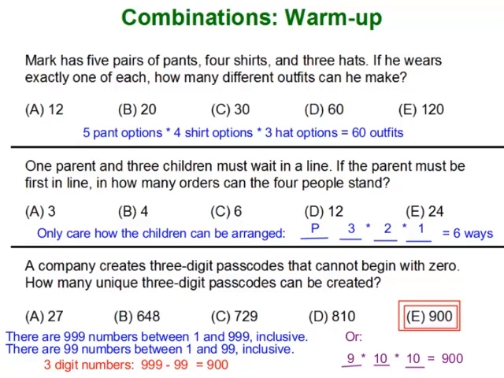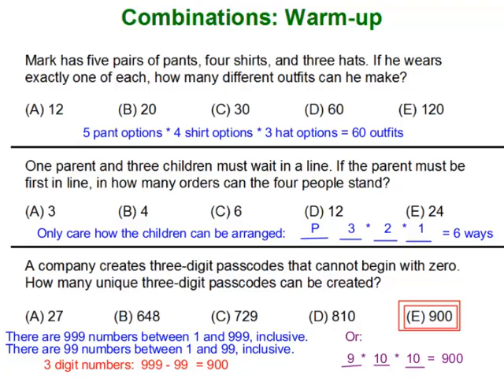And we know that there's 999 numbers between 1 and 999, right? They sort of count themselves. But we know that we need to exclude those numbers that are like 3-digit numbers that begin with a 0. 001 through 099. And we know there are 99 numbers in that range. And so the 3-digit numbers that are valid are just the difference there. 999 minus 99.